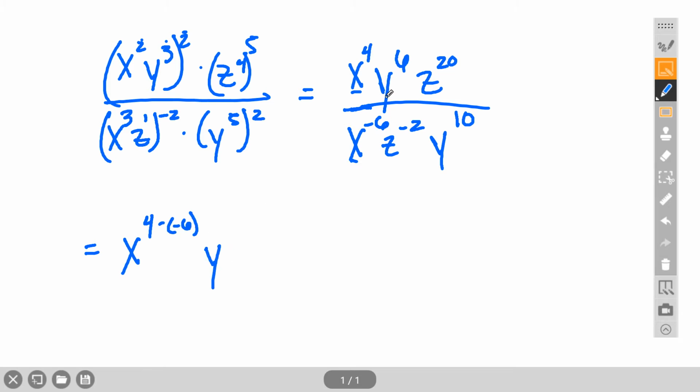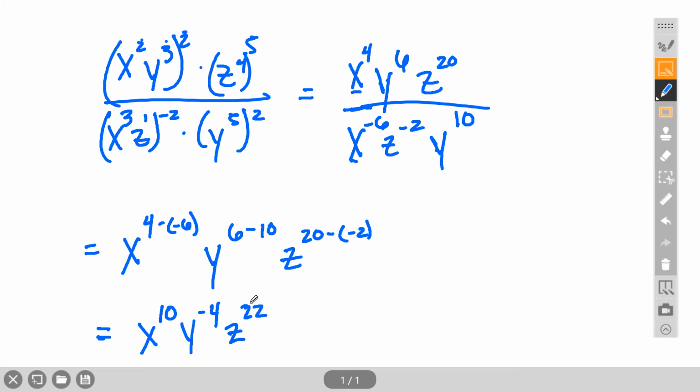I can do the same thing with the y's, because I have y to the 6th in the numerator and y to the 10th in the denominator. So I can combine them into a single y that's in the numerator by subtracting 6 minus 10. And same thing with the z's. I have z to the 20th in the numerator and z to the negative 2 in the denominator, so I can do 20 minus negative 2. Okay, so that's x to the 4 minus negative 6, so x to the 10, y to the 6 minus 10, that's negative 4, and z to the 20 minus negative 2, so that's 22.